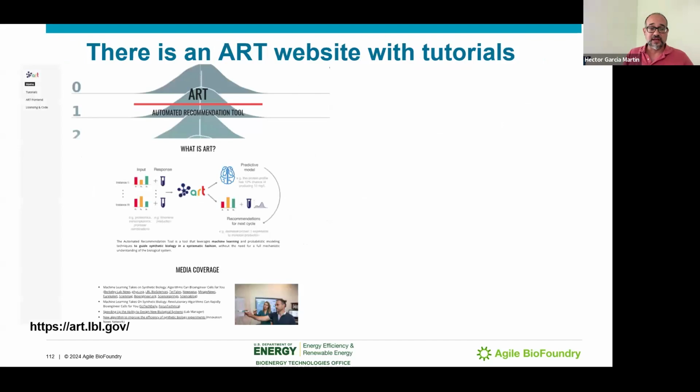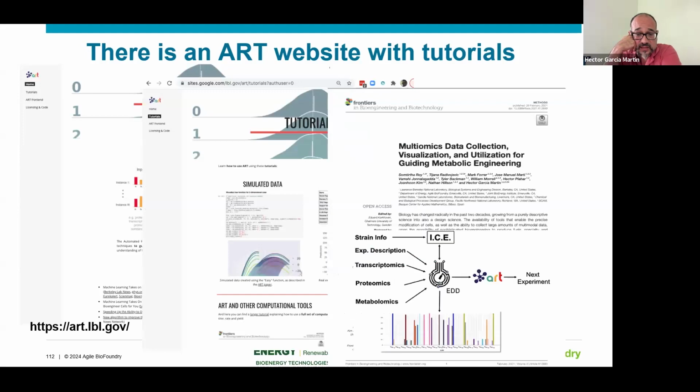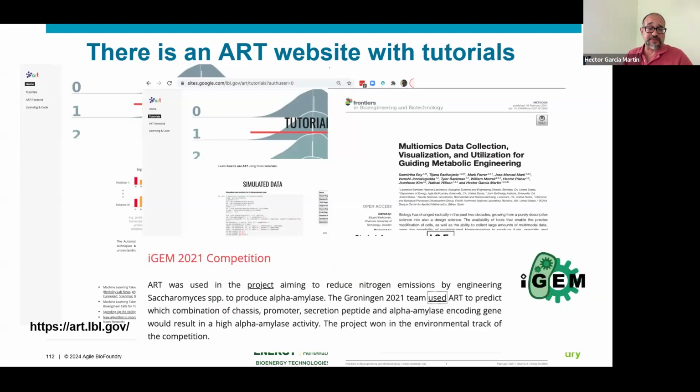So in general, what you see is that ART is a generally applicable tool to many synthetic biology and biomanufacturing problems. If you want more detail, there is an ART website with tutorials, and also publications. Among the many projects in which it has been used is an iGEM competition in which the Dutch team used it to engineer a Saccharomyces species to produce alpha amylase.